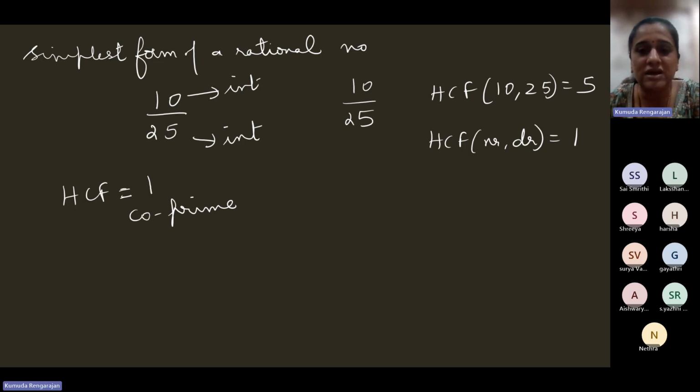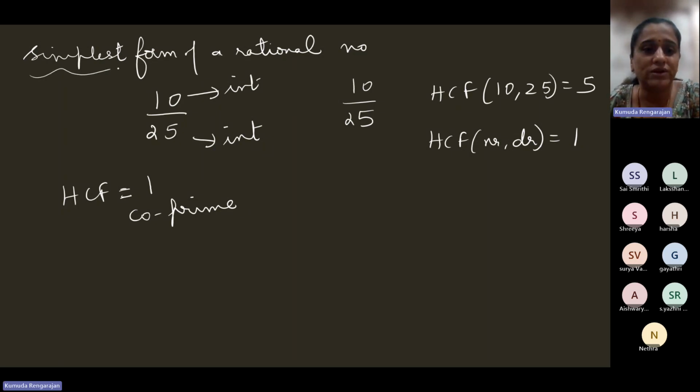Now you can see in this example that 10 and 25, both of them are not prime numbers. Are they co-prime? No, they are not co-prime because their HCF is not 1. The HCF of 10 and 25 is not 1, it's 5. So 10 and 25 are not co-prime numbers.